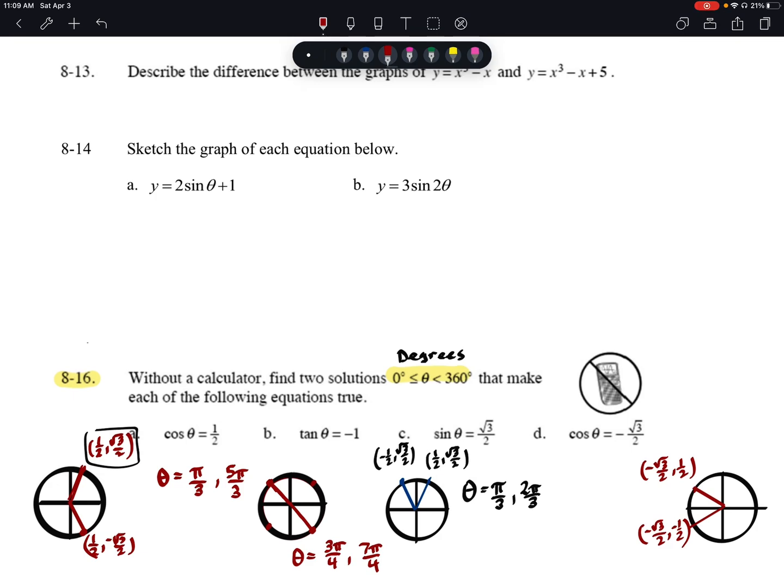So what are our answers? Well, theta, in this case, would equal 5pi/6. And the one below would be our 7pi/6. So that's kind of where your answers should come from.